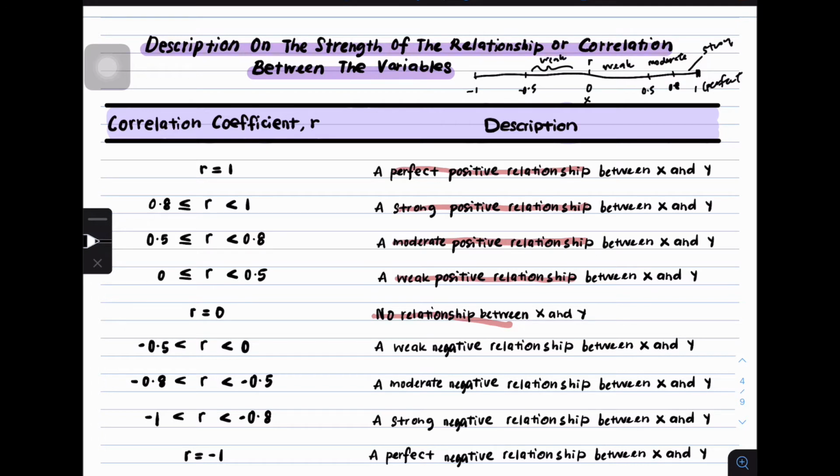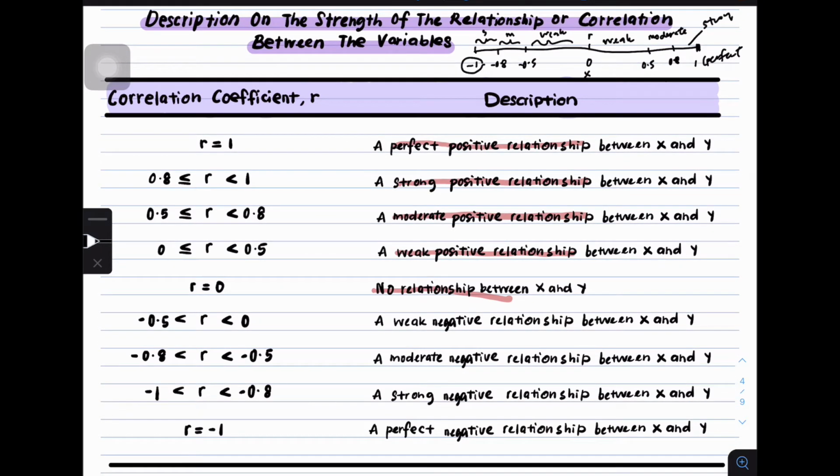relationship. If the value of R is between 0.5 and 0.8, here you have a moderate relationship. If the value of R is between negative 0.8 and negative 1, here you have a strong negative relationship. And if R is equal to negative 1, it means you have a perfect negative relationship between your variable X and Y.